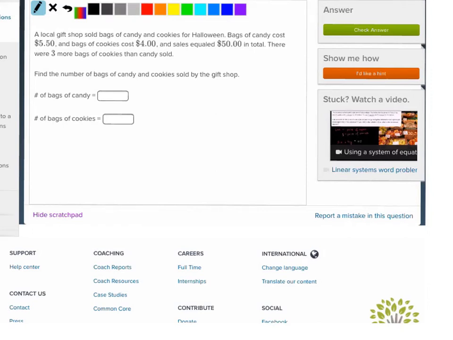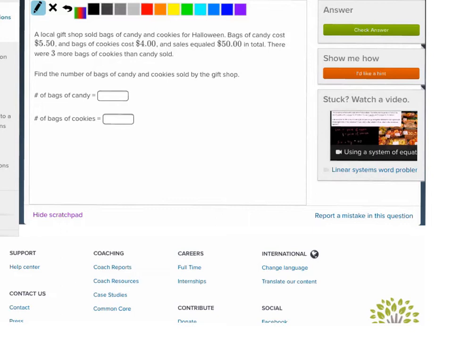Okay, so here's another example of a system of equation word problems. We've got that a local gift shop sold bags of candy and cookies for Halloween. Bags of candy cost $5.50 and bags of cookies cost $4. Okay, and the sales equaled how much? $50. Okay, now let's first discuss, how do I know this is a system of equations?